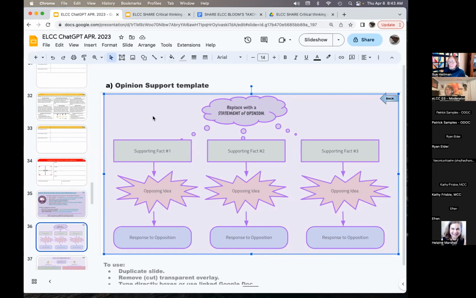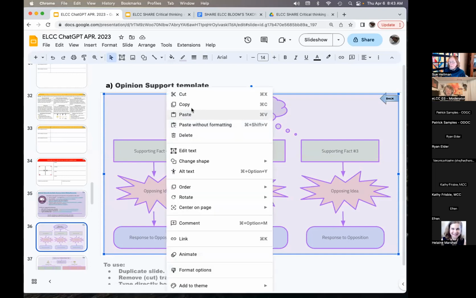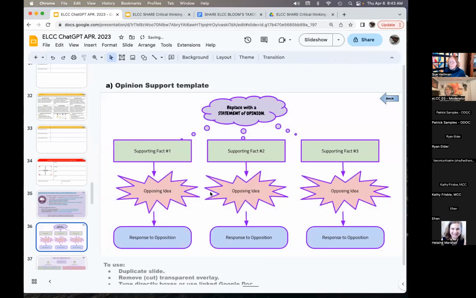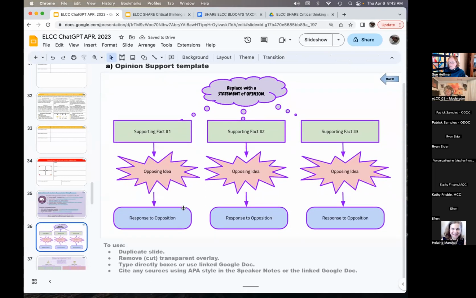Okay, so this is a sort of transparent cover that's on this page because there are a lot of moving pieces on the page. The idea is that once you give it to the students, you ask them to delete the transparent page. They would duplicate the slides, remove the overlay, and then they can type directly into the boxes.